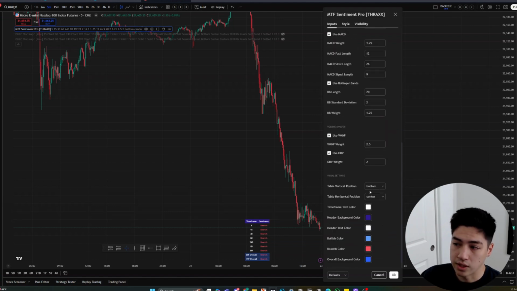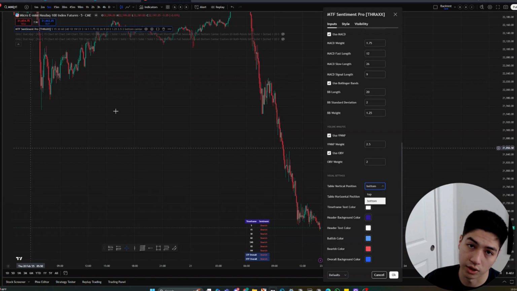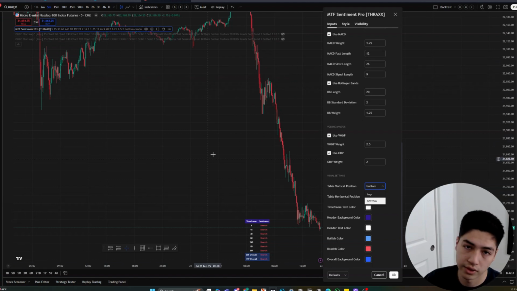And the last thing here is just visual settings. It is customizable, so you can adjust any of the colors here. You can adjust the position of it if you want it to be on the top of your chart, on the left side of your chart, right side, center, you can do so.